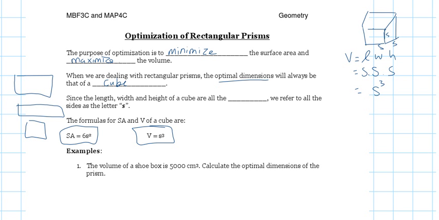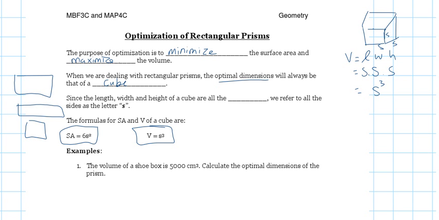All right. Now the question is always going to give you either the volume or the surface area, and they're going to ask you to find the side length, the dimensions basically, of the cube. Then they're going to ask you to find whichever of the volume or surface area they don't give you. Okay? So in this case, the volume of a shoebox is 5,000 centimeter cube. Calculate the optimal dimensions of the prism.